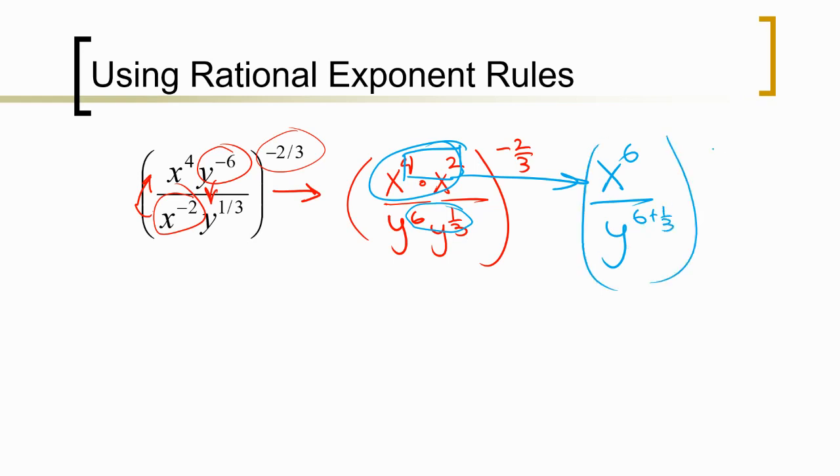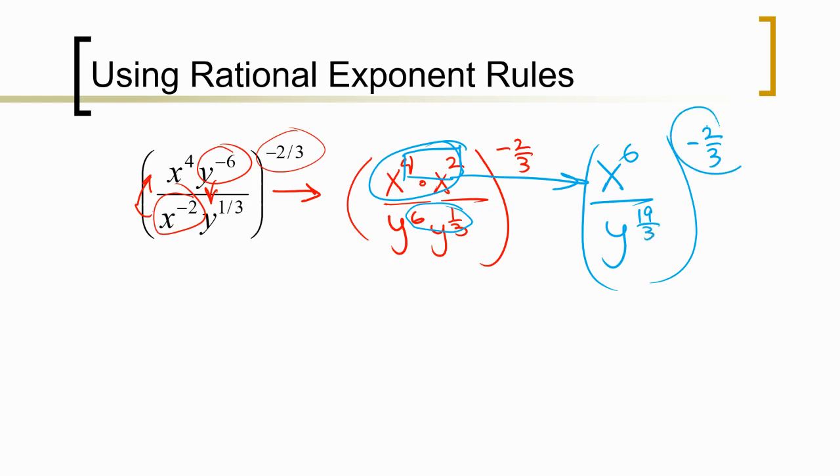And then the whole thing is still to the negative 2/3 power. Now this 6 needs to become 18/3 so that I can add denominators. So that on the bottom is going to be 19/3 because 18/3 plus 1/3 gives me 19/3. So that's just scratch work. But this is going to turn into 19/3.